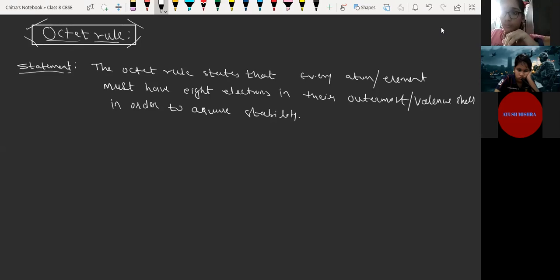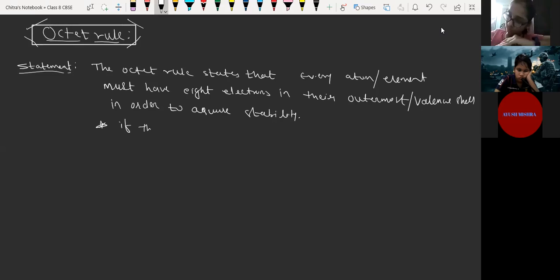See, if there are no 8 electrons, that atom or element is going to lose electrons or gain electrons, or it is going to share electrons with another atom or element. So I'm writing one more important point related to the octet rule.